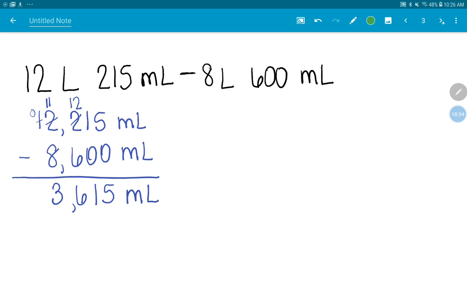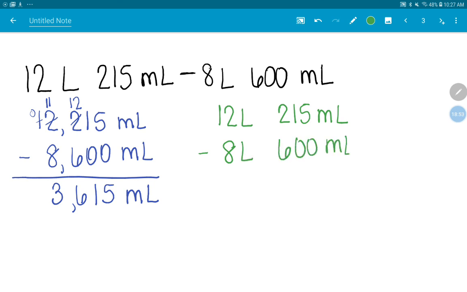Well, but when I was walking around, you hadn't changed 12 liters and 215 milliliters to just milliliters. You did 12 liters, 215 milliliters. And you were subtracting it this way, like Jaden's strategy on the first problem. What happened there? I subtracted them and I got 3 liters and... You got what? Okay, so how did you end up with 3 liters? Because 12 minus 8 is 4.